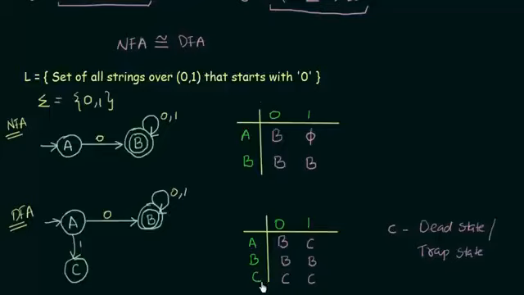And let's come to state C. C on getting input 0 and 1, it stays in C itself. So here I have the complete DFA. Let us check if it is complete. In A, I have mentioned what happens when it gets 0 and 1. Yeah, A is complete. B also I have mentioned what happens when it gets 0 and 1. B is complete. C also I have mentioned what happens on getting input 0 and 1. So C is also complete. So now we have made the equivalent DFA for this above NFA.